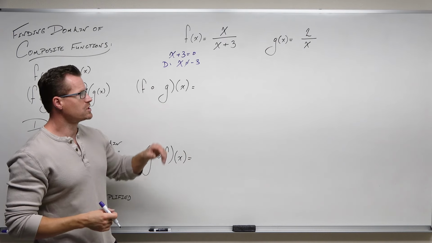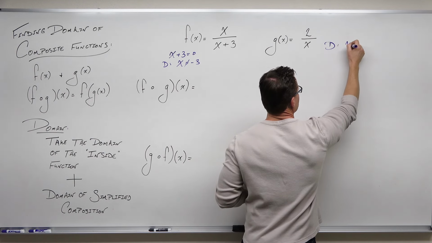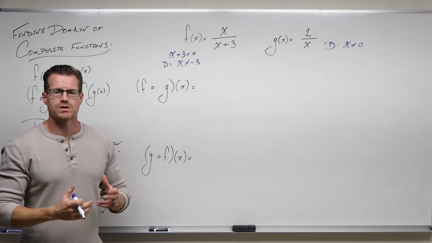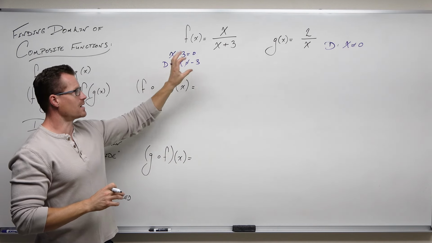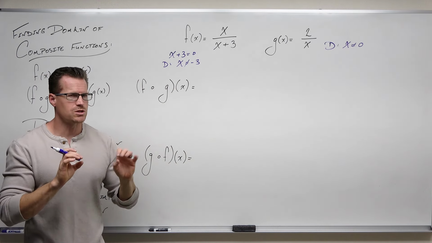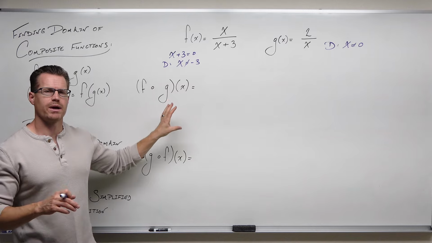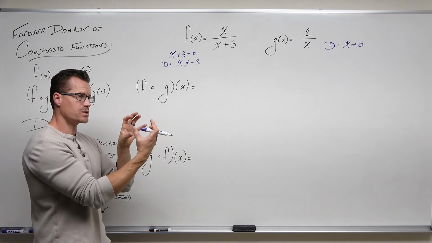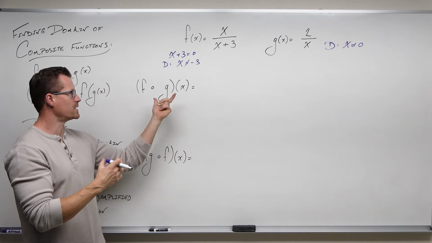That's an issue. G of x, I'm going to take the time to find that domain as well. If x equals 0, we have a problem. So the domain of g of x is x cannot equal 0. F of x is x cannot equal -3. All real numbers besides those two values will work just fine in those two functions. Now, we're going to find f of g of x. In your head right now, I want you thinking, what's my inside function? What's the function that I'm not composing into, that I'm using to compose onto another function? The inside function here is g of x.